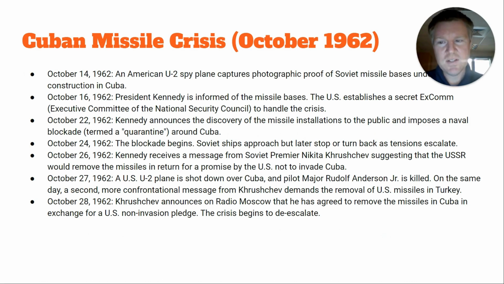So notice these events. These are all occurring between October 14th and October 28th. So 2 weeks to determine the fate of the civilized world. Because both of these countries have nukes, it really could have gone south and led to a lot of devastation. But as you're about to see, it was averted.